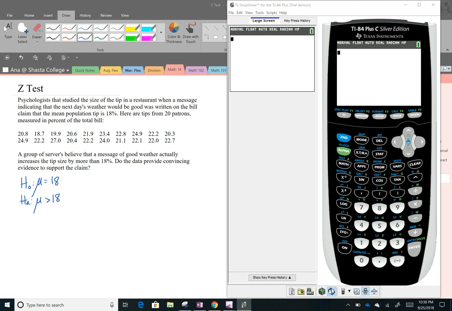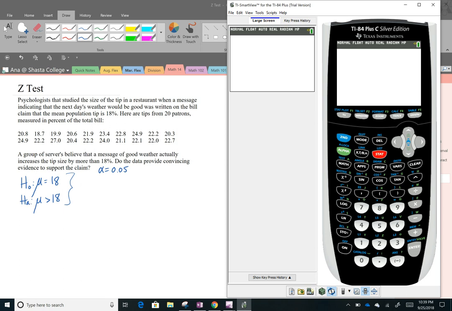Psychologists that studied make a claim that the mean population tip is 18% when you have a message of good weather, but there's a group of servers that believe that this actually increases the tip more than 18%. So we have our null hypothesis here with the mu being 18 and the claim that it's greater than 18. If I want to test this claim, it doesn't give me an alpha level. I'm going to use an alpha level of 0.05 level of significance.